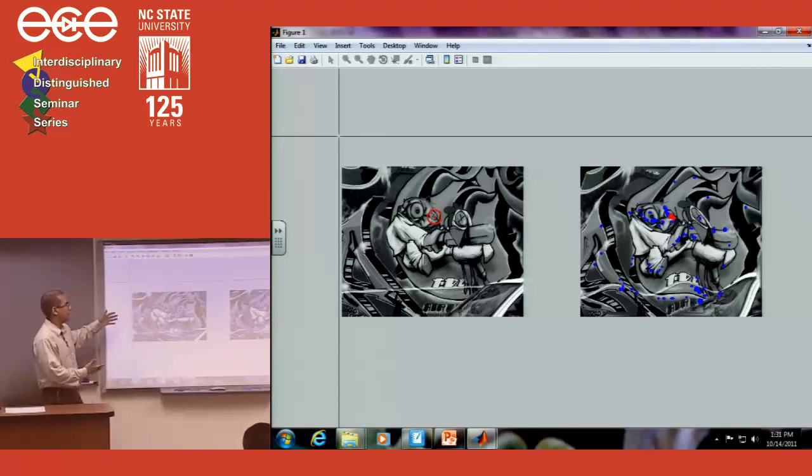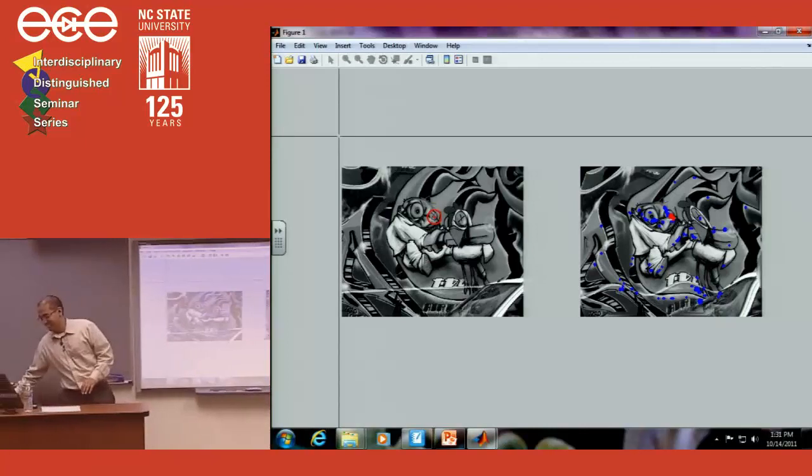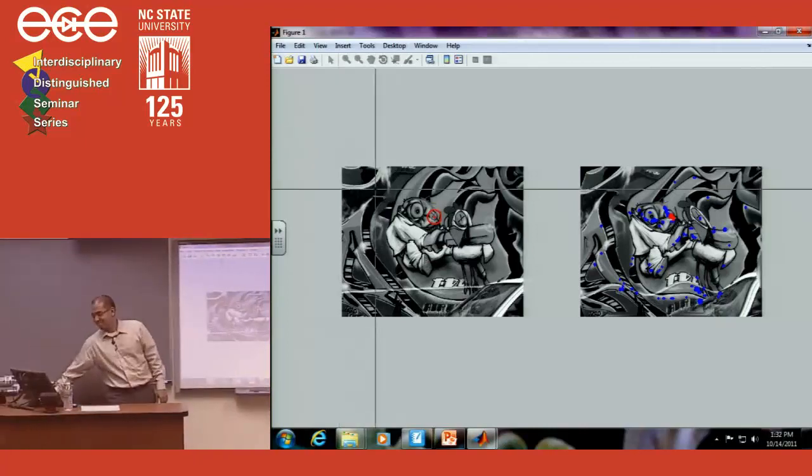By the way, this image is a very standard image that is used in computer vision. It's a graffiti image. It's just some guy, I guess, killing a chicken. Not that I want to kill chickens or anything, but that's just what they use.